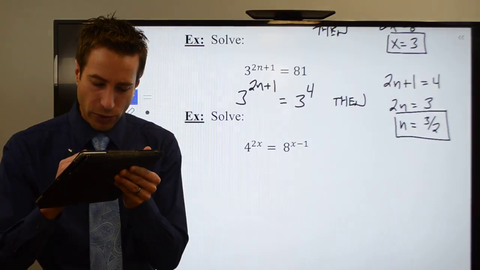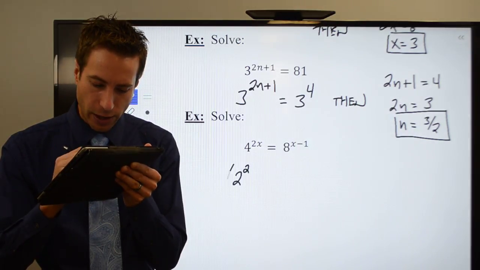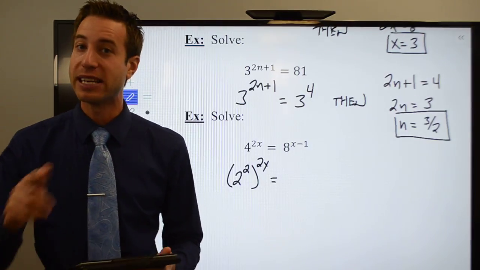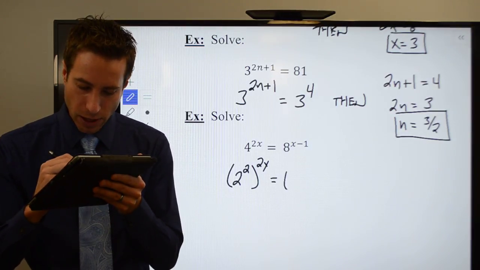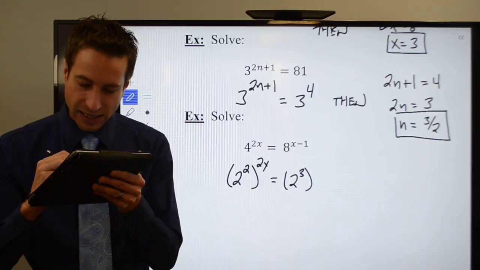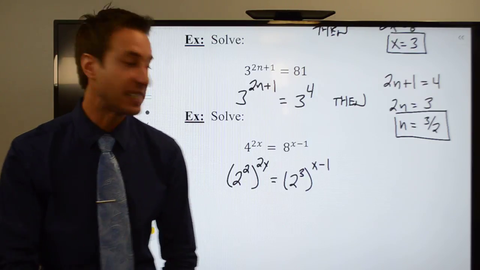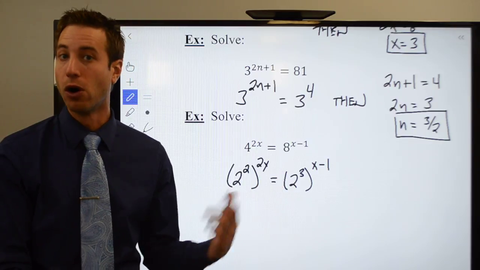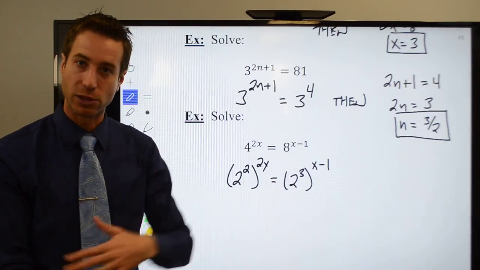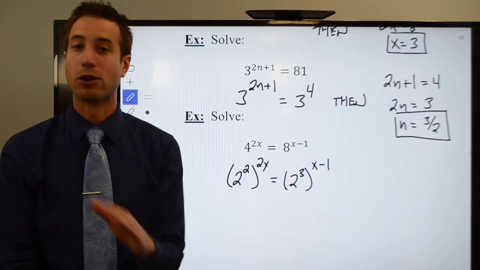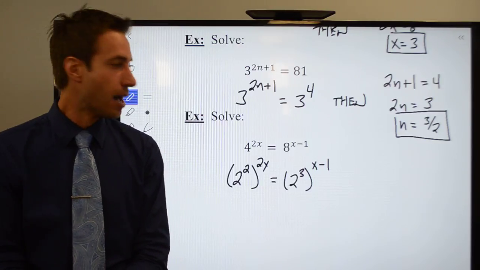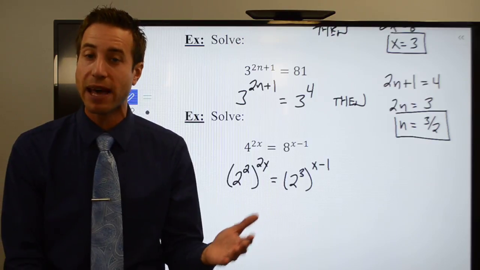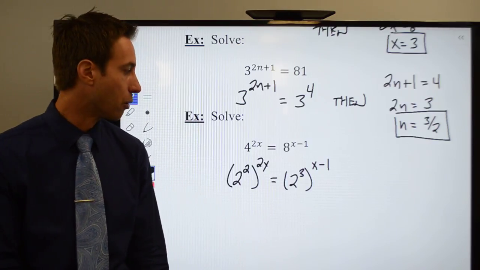So 4 can be rewritten as a 2 squared, which is raised to the 2x power. And the 8 can be rewritten as a 2 cubed. Well, now I'm going to have my same base, but my base is going to be a 2 rather than a 4 or an 8. I had to go to an even smaller base for both of them. And that'll totally happen. Just watch out for that. If you take a look and you go, well, there isn't any simple way to change one of them, you might need to change both of them.